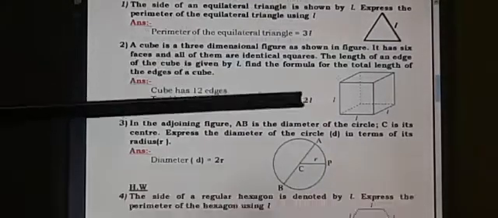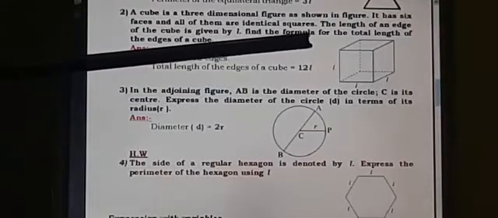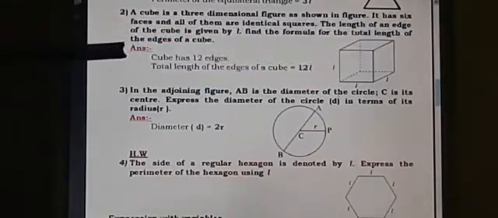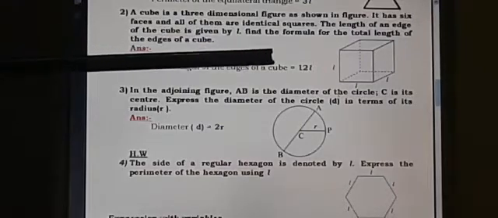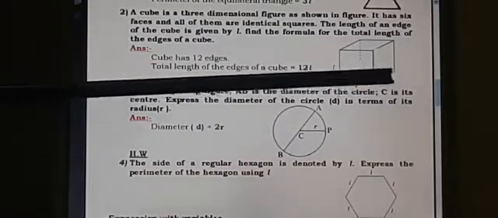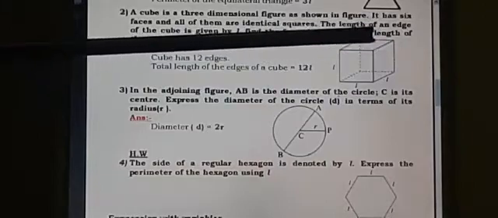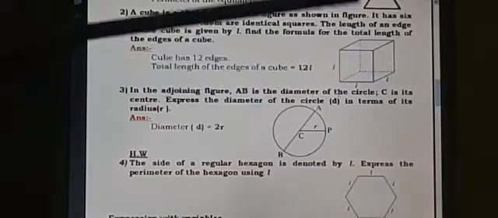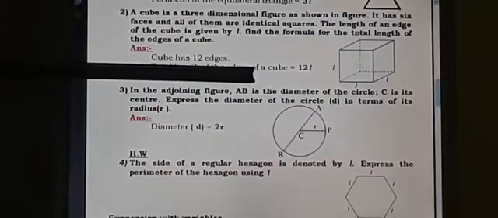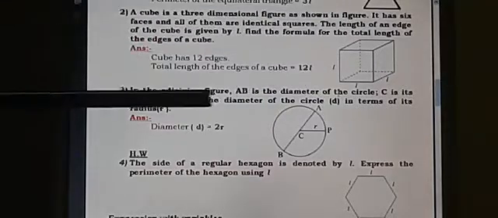Next, they have given a cube. In the cube, we have to find the total length of the edges. These are edges. How many edges are there? You can count 1, 2, 3, 4, 5, 6, 7, 8, 9, 10, 11 and 12. You can count with the given picture. So the total length of the edges of a cube is 12l.